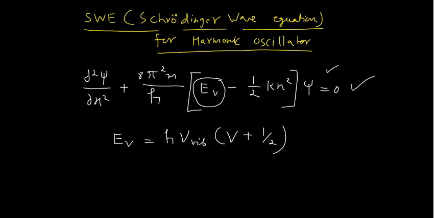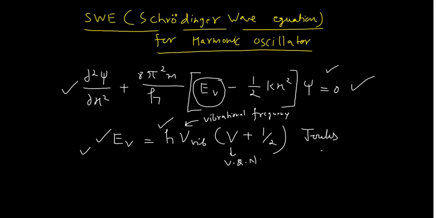Please remember, this is the vibrational frequency, this is the vibrational quantum number, this is the Planck constant, and this is the energy of that vibrational quantum number, okay. And we have arrived at this by solving the Schrödinger wave equation for the harmonic oscillator, and this value is in joules.